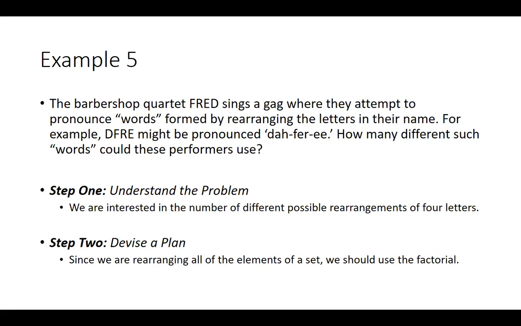Example 5. The barbershop quartet Fred sings a gag where they attempt to pronounce words formed by rearranging the letters in their names. For example, DFRE might be pronounced da-free. How many different such words could these performers use? When we go to understand the problem, we find that we're interested in the number of different possible rearrangements of 4 letters. Devise a plan. Since we are rearranging all of the elements of a set, we should use the factorial.